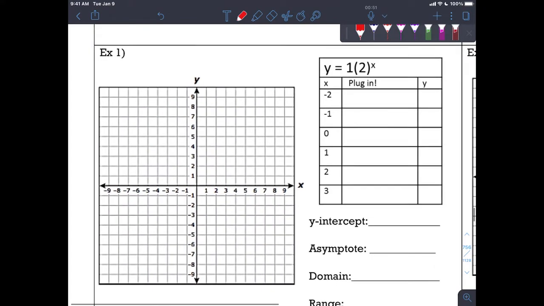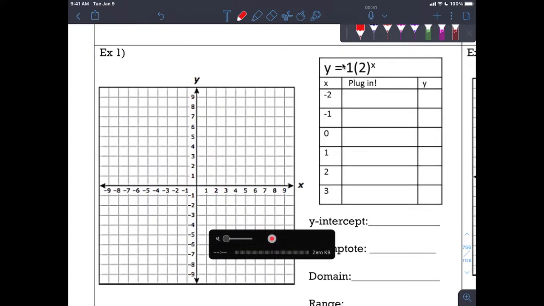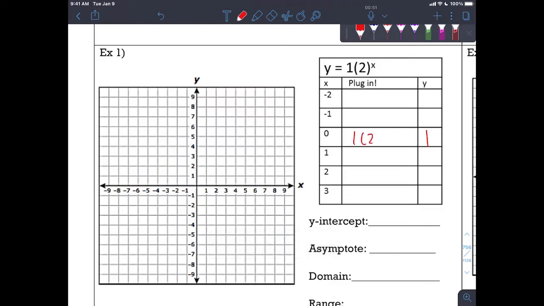So here they gave me an equation. My equation is 1 times 2 to the power of x. So I'll start here at 0. 2 to the power of 0 is 1, times 1 is 1. And I'll keep plugging that in over and over.